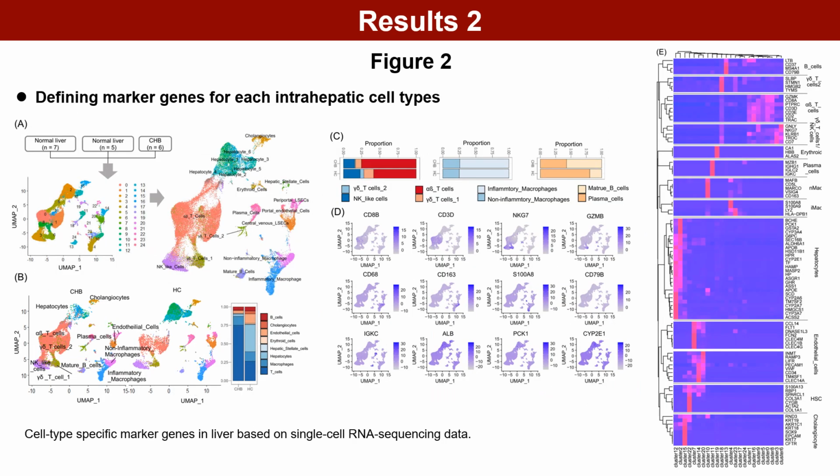Result 2. As displayed in Figure 2a and b, 3 datasets of single-cell RNA sequencing data from human liver were merged and normalized. 13 main cell types were mapped using UMAP. The proportion of T cells was higher in livers of CHB patients in Figure 2c. Known marker genes were projected into the UMAP plot in Figure 2d. Hierarchical clustering used to identify intrahepatic cell type specific marker genes revealed 92 marker genes in Figure 2e.